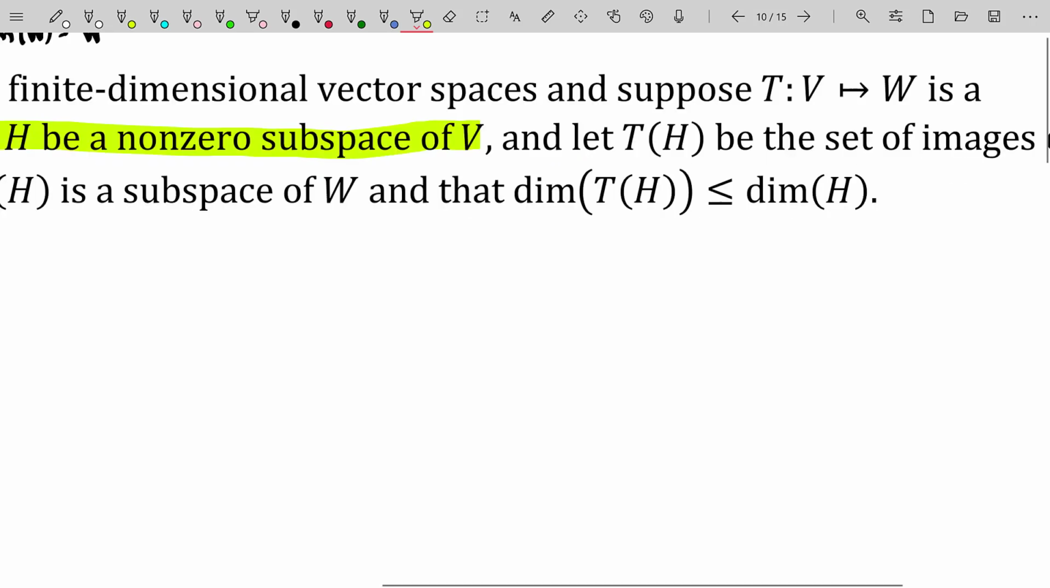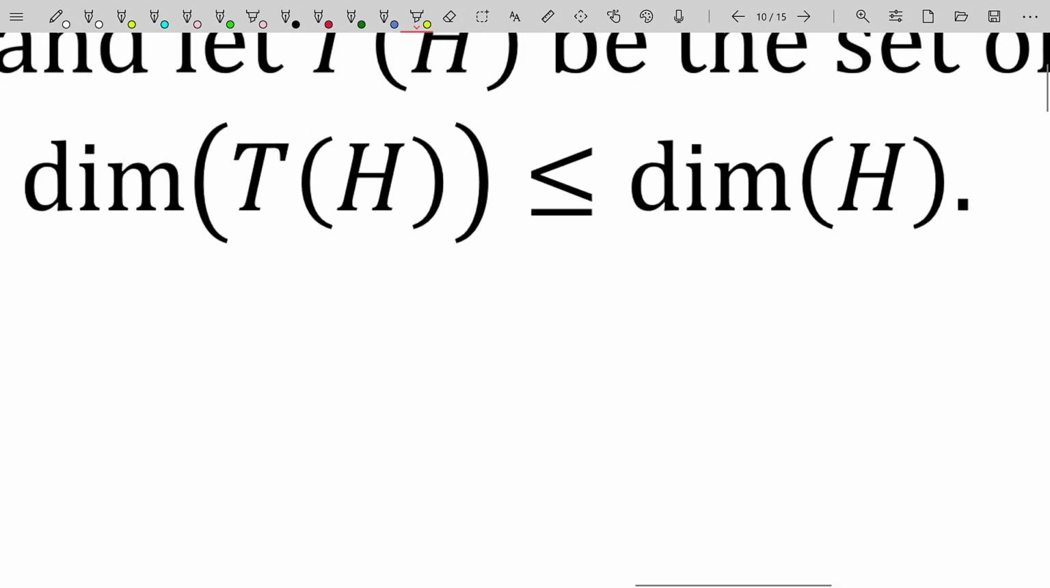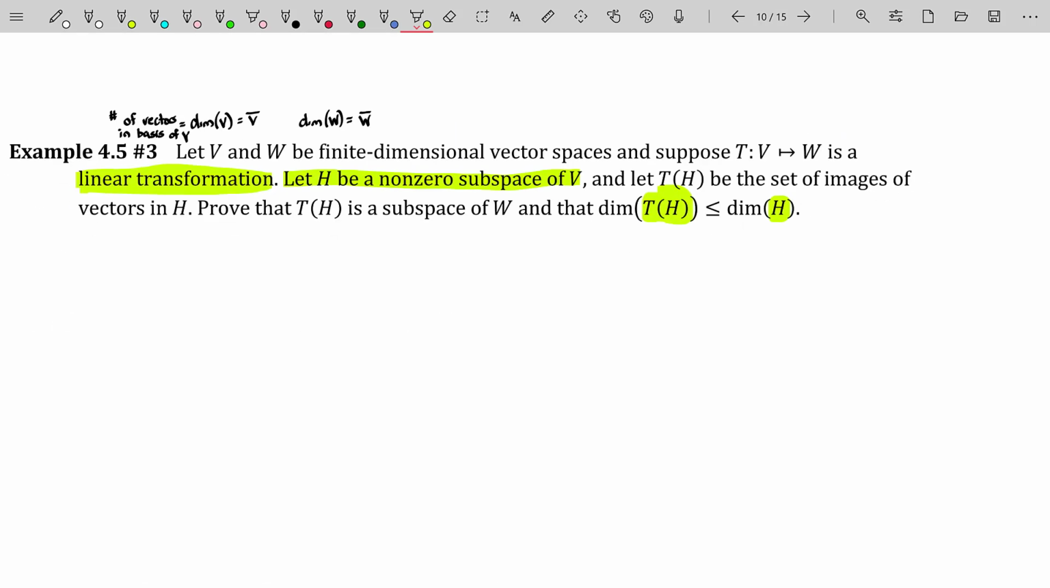Now that last part seems kind of awkward, as if that shouldn't be true, or maybe that it's miswritten, right? Because this is a set of all images of all vectors in H, and we're saying the dimension of that space is going to be less than or equal to the dimension of the original space H. Let's write down some important pieces here.